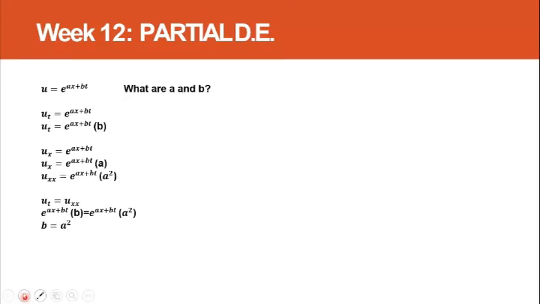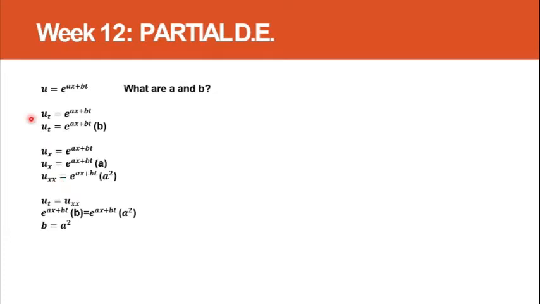Dito naman sa equation natin, halos kadugtong lang siya ng una nating problem. Pero we have here naman, u is equal to e raised to ax plus bt. Ang hinahanap naman natin dito sa problem is yung a at saka yung b natin. So for this problem, kunin muna natin yung u sub t, and then kukunin natin yung u sub x, and then kunin natin yung u sub xx.